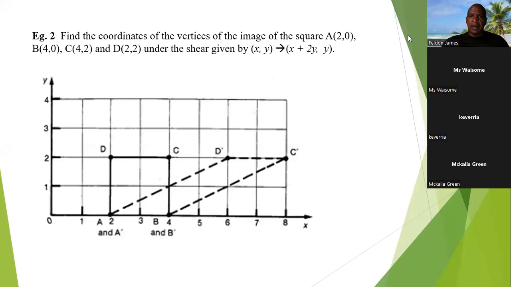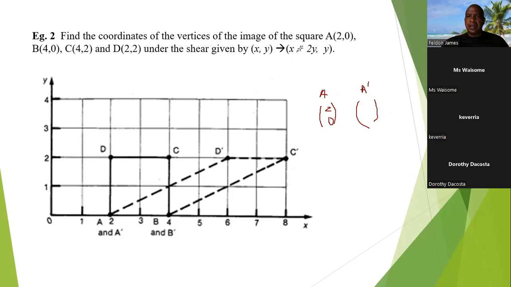Okay, guys, welcome back. So what we were doing before, we were trying to calculate these values for the images of A, B, and C. So we know that A would be 2 and 0, and you want to calculate A dash. All right, so let us just write them one at a time. So A equal to 2 and 0. That means the X value would be 2, the Y value would be 0.